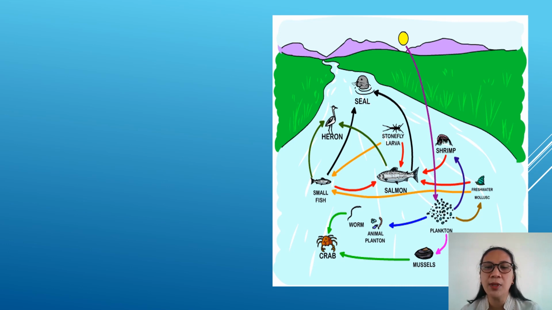Mussels, animal plankton. We have here worm, a crab, small fish, salmon, freshwater mollusk or snail. We have here a shrimp, stone larva, what else? A heron, and the seal. Of course, we have here the energy coming from the sun. So these organisms are mostly found in estuaries and intertidal zones.